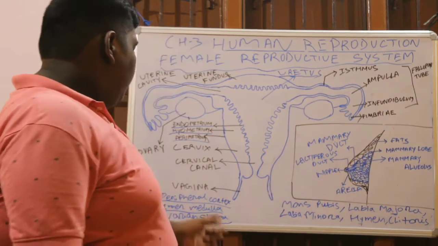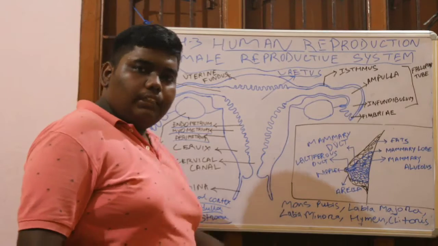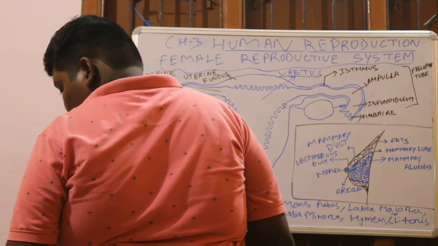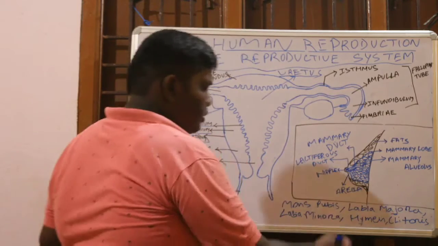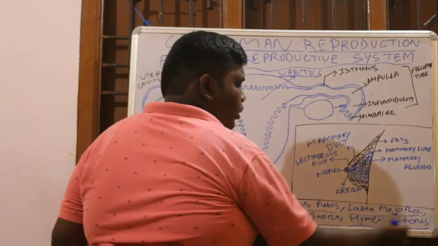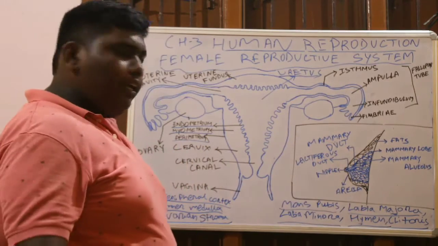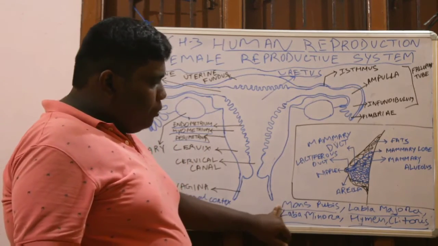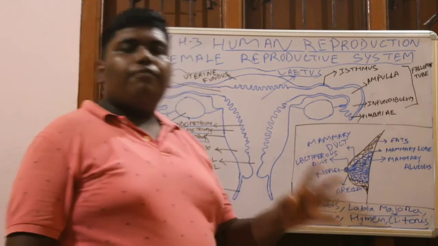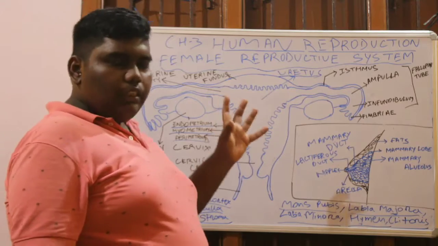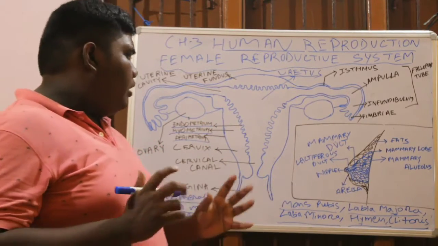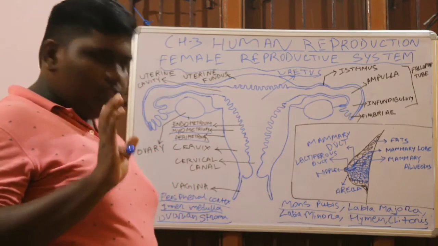Now we have covered all this. Now we will come to the external genitalia. In the external genitalia we have the mons pubis, labia majora, labia minora, hymen, and clitoris. Five things we have, and I will explain everything now. Mons pubis is the fat cushion present just in the pubic region, and it has no general function other than the growth of hair and skin.